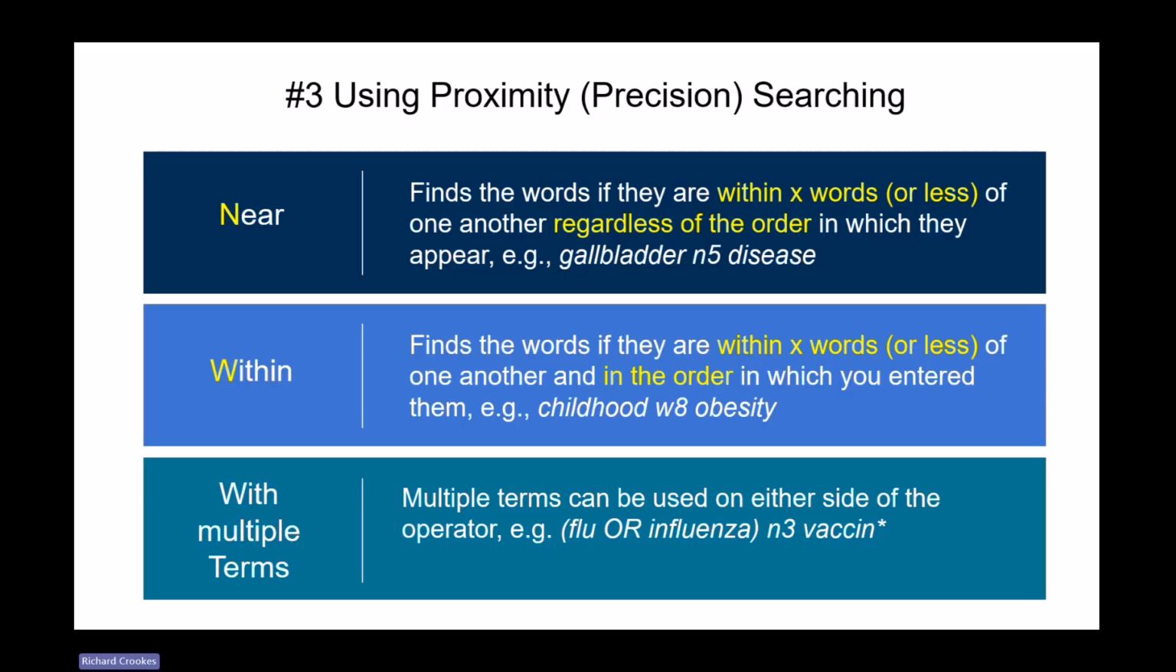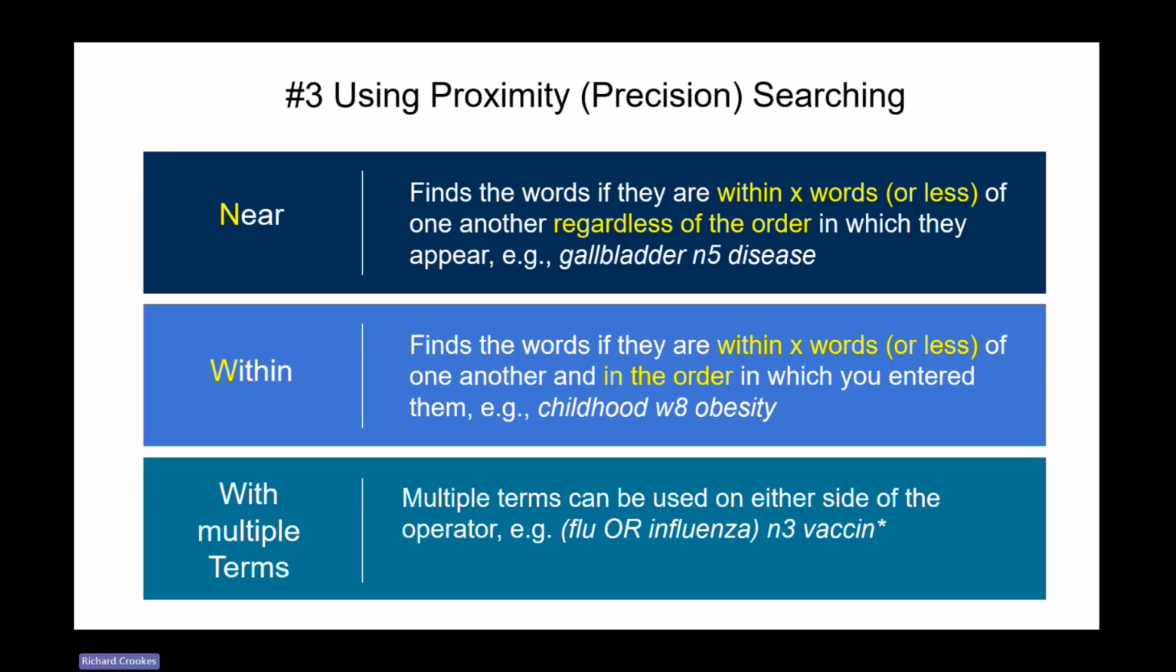So using gallbladder disease as an example, if you were to search for gallbladder disease or disease of the gallbladder, then you could enter gallbladder N5, that's near 5 words or less of disease. That would then find gallbladder and disease, and also disease of the gallbladder as well. Okay, so the terms would be in any order. If you want to be more restrictive, then you can use within. Example there is childhood within 8 words or less of obesity, so it finds the words in the order you enter them. So childhood is before obesity, but obesity is not before childhood, okay, in that sense.